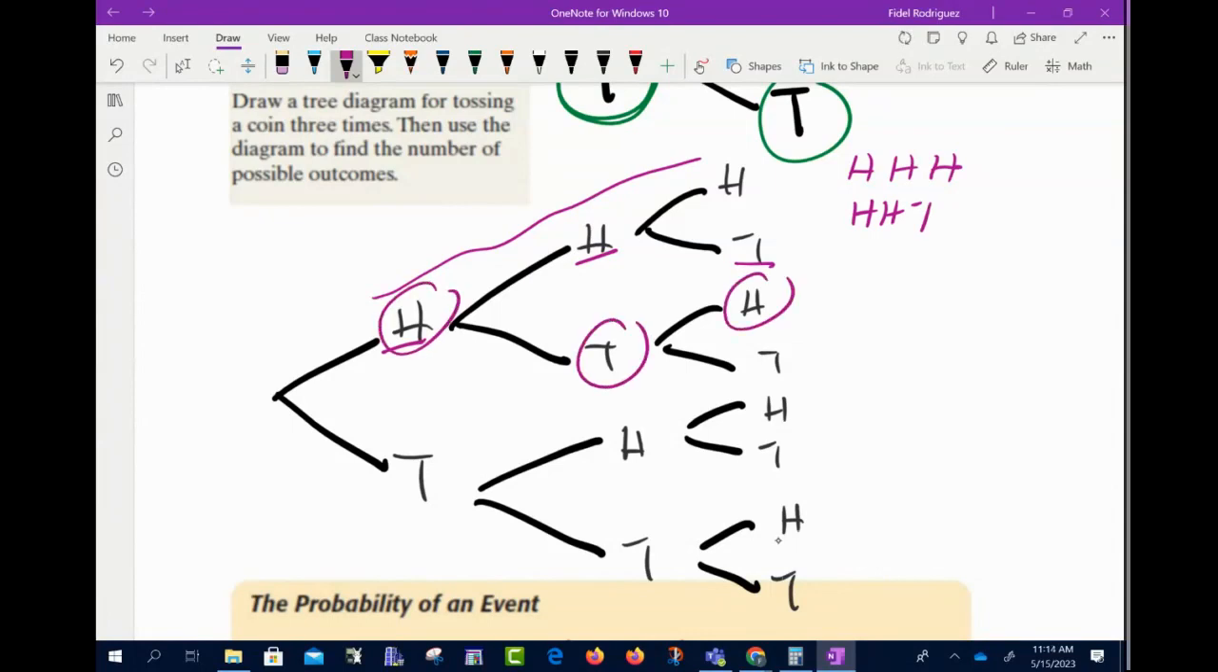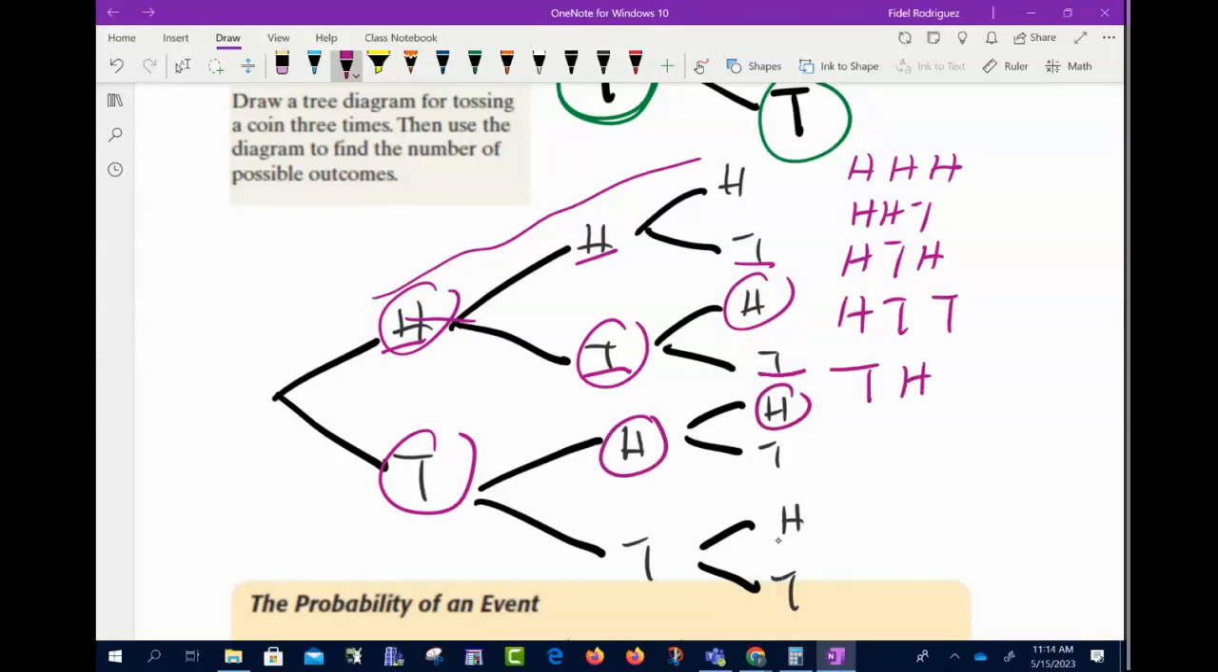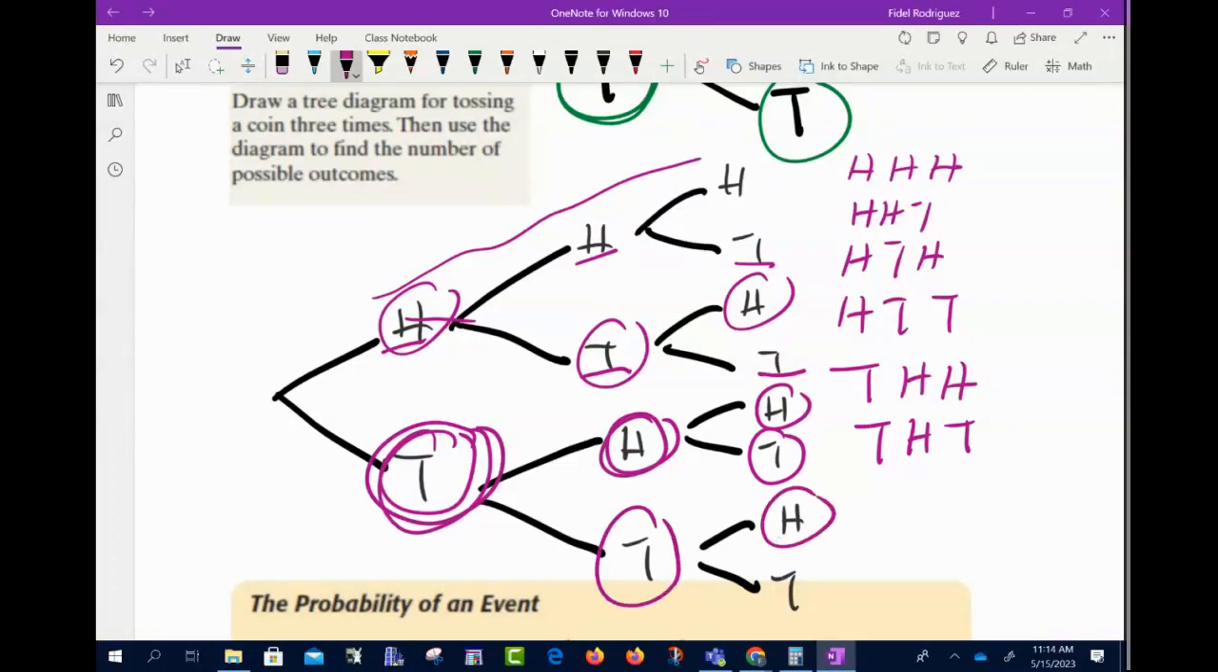Okay, let's go through all of them. Heads, tails, and heads, or heads, tails, and tails, right? Now let's do that again. Look, tails, heads, and heads. Or tails, heads. Do you see what I'm doing? Okay. Or tails, tails, and heads.